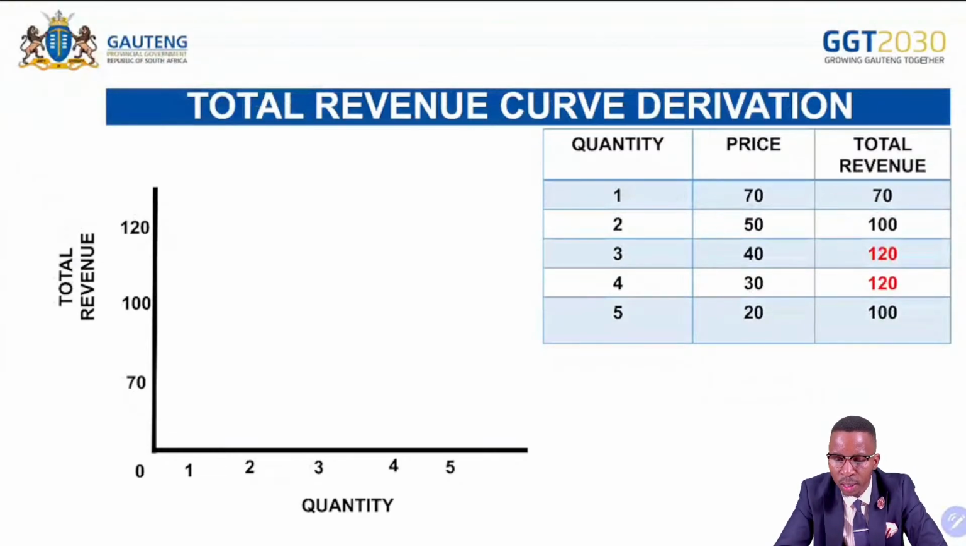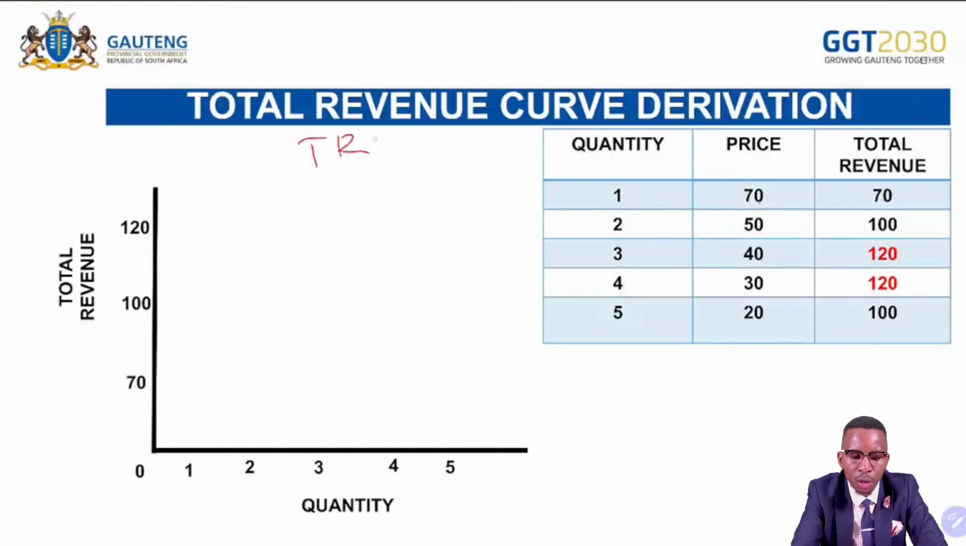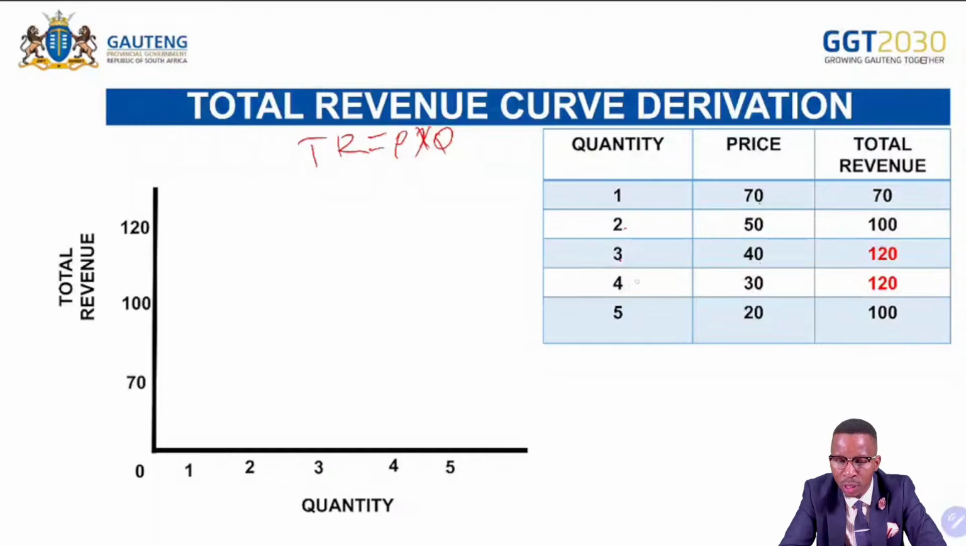At the quantity of 1, the price is 70, and then total revenue is 70, because remember we say TR equals P multiplied by Q. So 1 times 70 is 70. If quantity is 2, the price is 50, so 2 times 50 is 100. If quantity is 3, the price is 40, and 3 times 40 is 120. If quantity is 4, the price is 30, and 4 times 30 is 120. If quantity is 5, the price is 20, and we say 5 times 20 is 100.